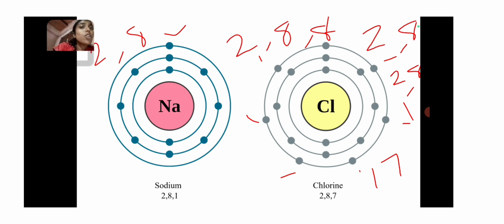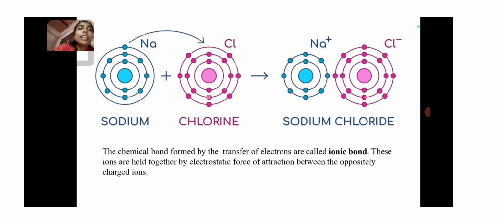So there is a transfer of electrons between sodium and chlorine. Sodium transfers one electron to chlorine, and it is shown here. Sodium attains a positive charge, and positively charged ions are known as cations, and chlorine gets a negative charge, and negatively charged ions are known as anions. The chemical bond formed by the transfer of electrons is known as an ionic bond, and the ions are held together by the electrostatic force of attraction between the oppositely charged ions. So that is the first type of chemical bond, the ionic bond.